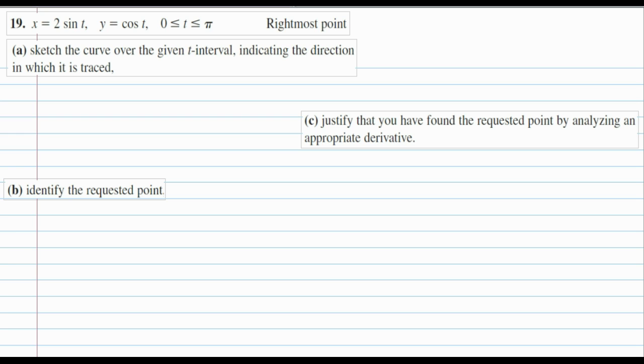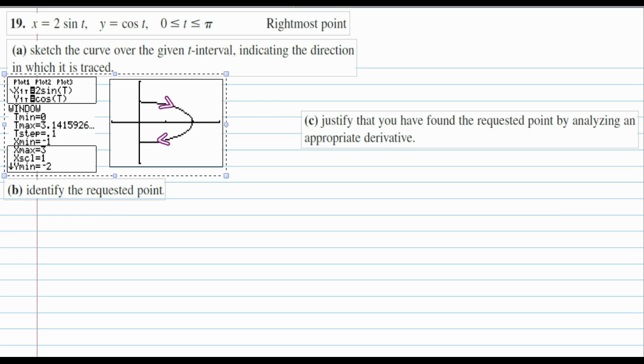Now try problem number 19. It says that x equals 2 sine of t and y equals cosine of t, and we want that for t between 0 and pi. And we want to find the rightmost point. Okay. A. Sketch the curve over the given t interval, indicating the direction in which it is traced.